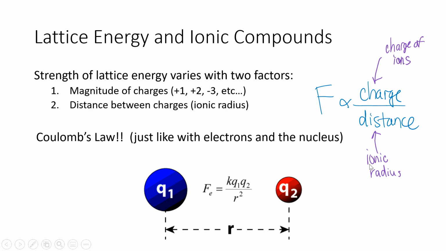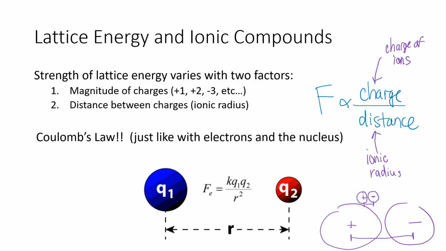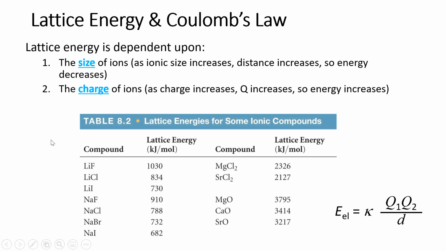So as the radius of the ions increases, let's imagine you have two small ions. You can think of them as being relatively close together. If you have ions with a really big radius, then you can think of them as further apart. And the further apart they are, the less attracted they will be. So let's look at some examples of this. Some of the variables are the size of the ions and the charge of the ions. So ion charge is on the top, and then ion radius is basically that distance value on the bottom.